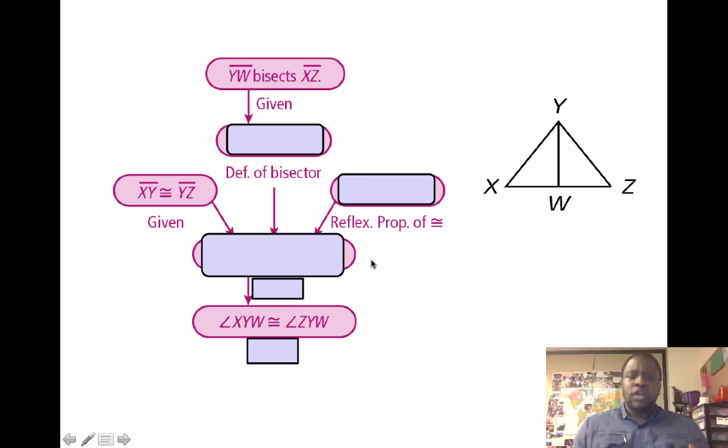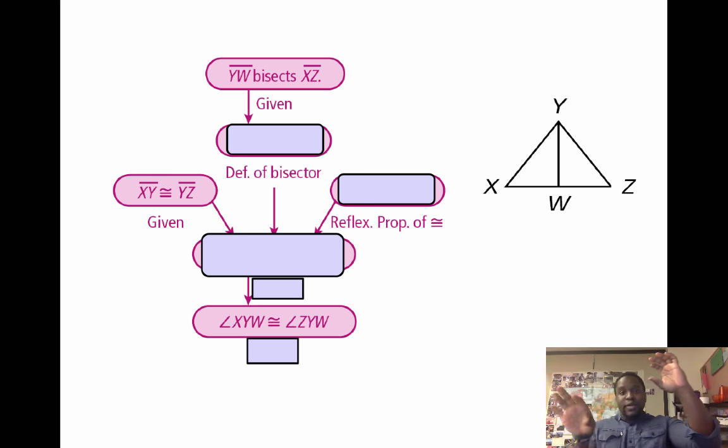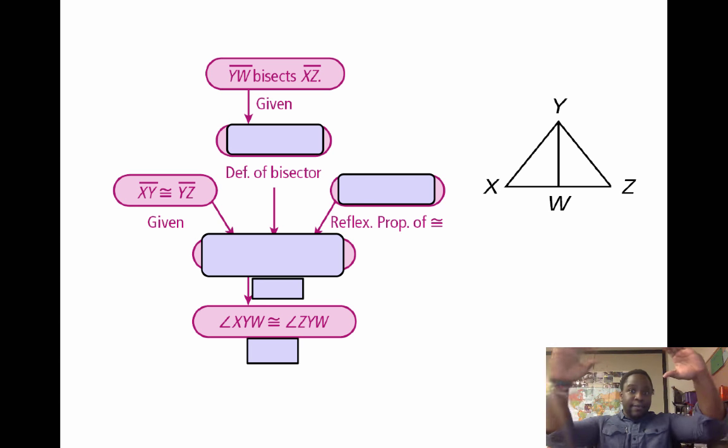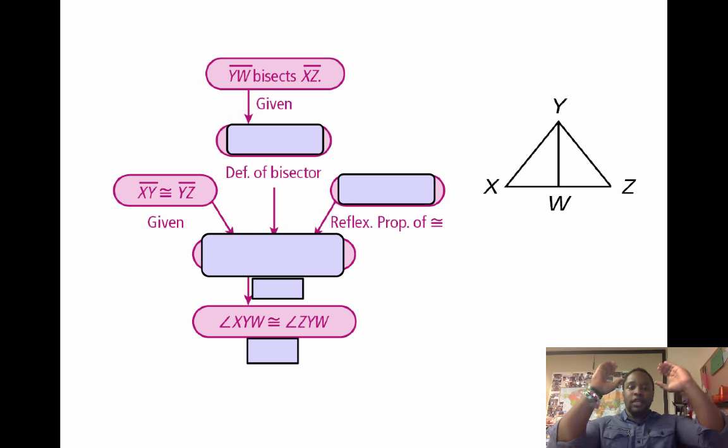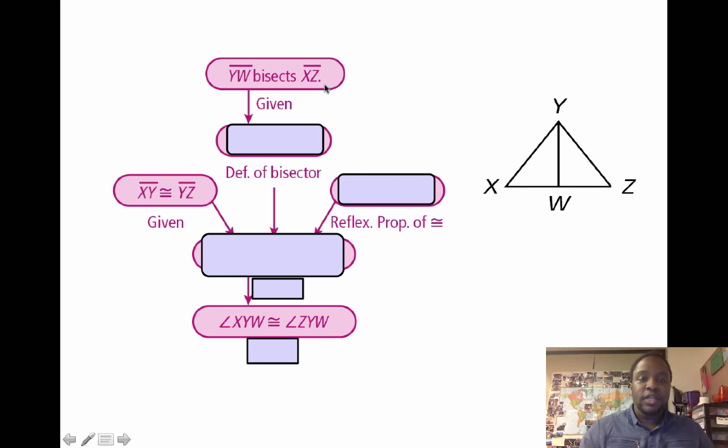So in a flowchart proof, there are bubbles and then there are words below the bubbles. In the bubbles is where we put our statements, what we used to put on the left side of the proof, and then just below it will be the reasons. So for example, here we have our statement YW bisects XZ, and then the reason is given. Here we have XY is congruent to YZ, our other given statement, and the reason is given.